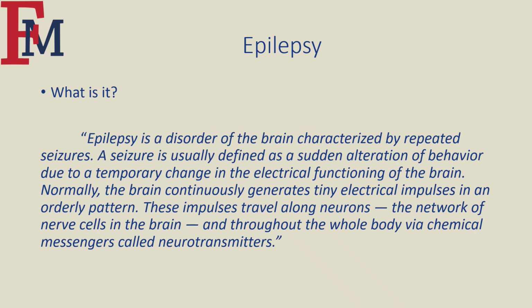So what is epilepsy? Epilepsy is a disorder of the brain characterized by repeated seizures. A seizure is usually defined as a sudden alteration of behavior due to a temporary change in the electrical functioning of the brain. Normally, the brain continuously generates tiny electrical impulses in an orderly pattern. These impulses travel along neurons, the network of nerve cells in the brain, and throughout the whole body via chemical messengers called neurotransmitters.